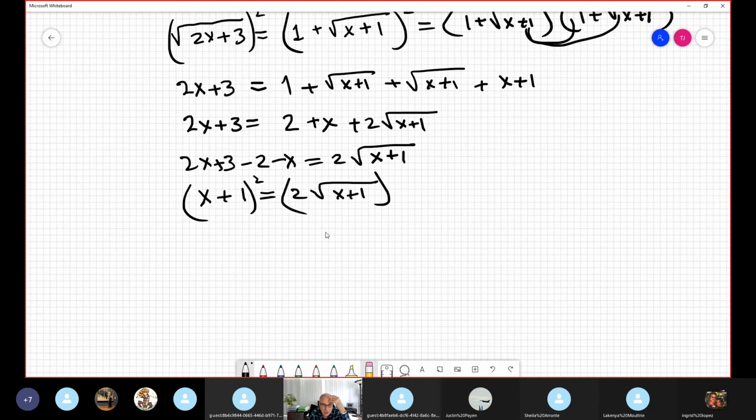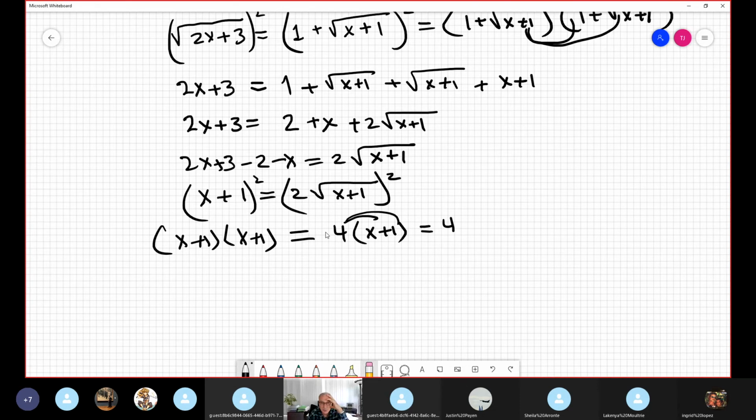Because I have only one radical, I want to eliminate the second. So now it is x plus 1 times itself is equal to 4. We raise this x plus 1 to the second power. Parentheses, don't forget the parentheses, x plus 1, because I know the square root and square cancel out each other. Basically, you distribute the property on 4x plus 4.